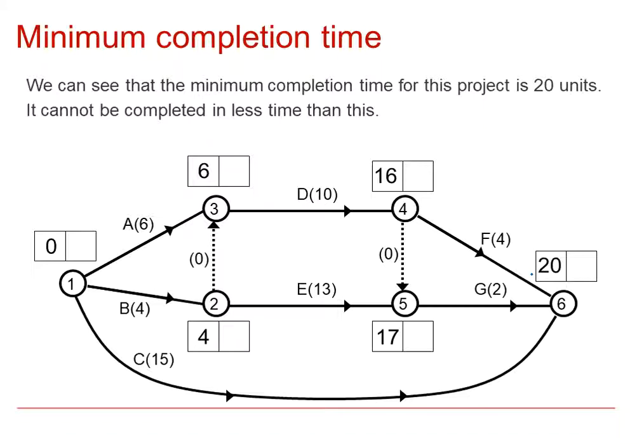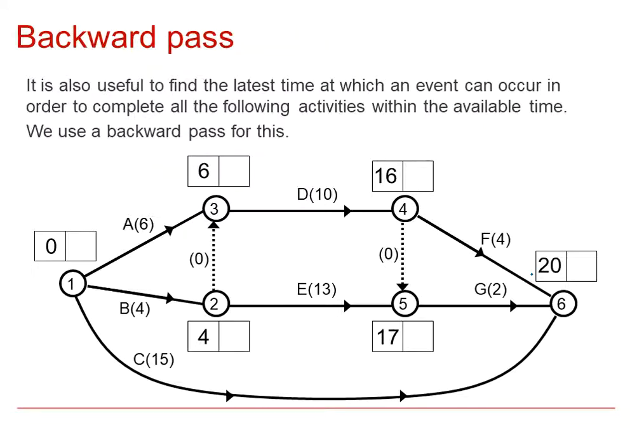So now we can see the minimum completion time for this project is 20 units. It cannot possibly be completed in less than 20 units of time. It now follows to find the latest time at which an event can occur in order to complete all the following activities within the available time. And this is called a backward pass.